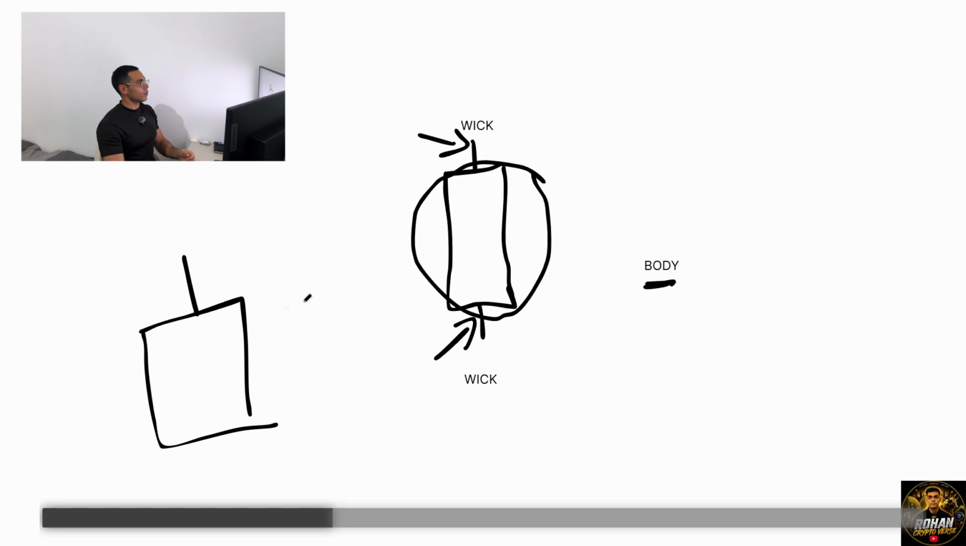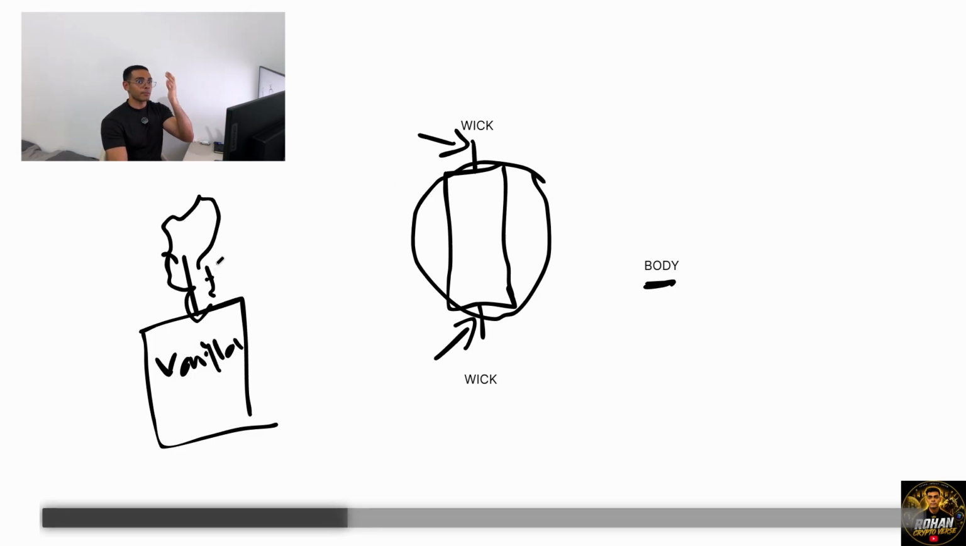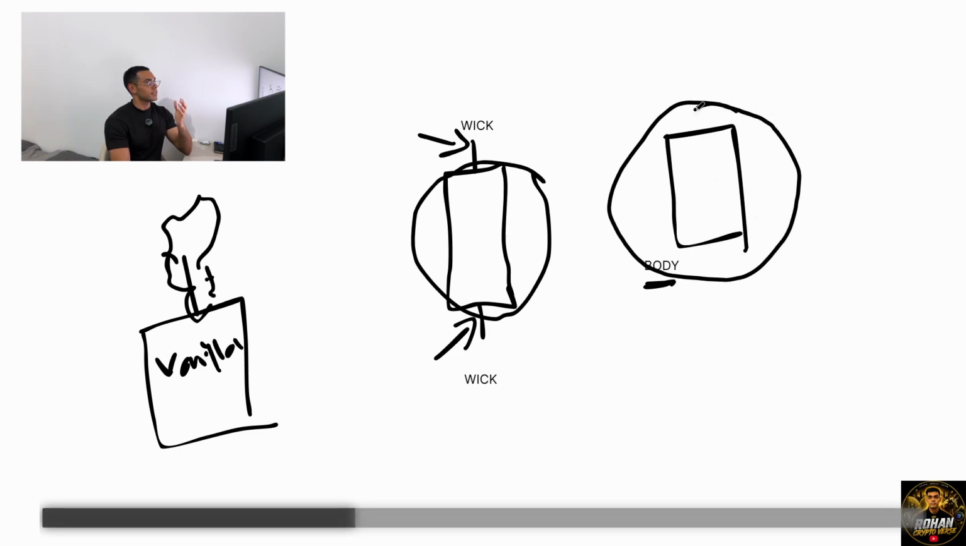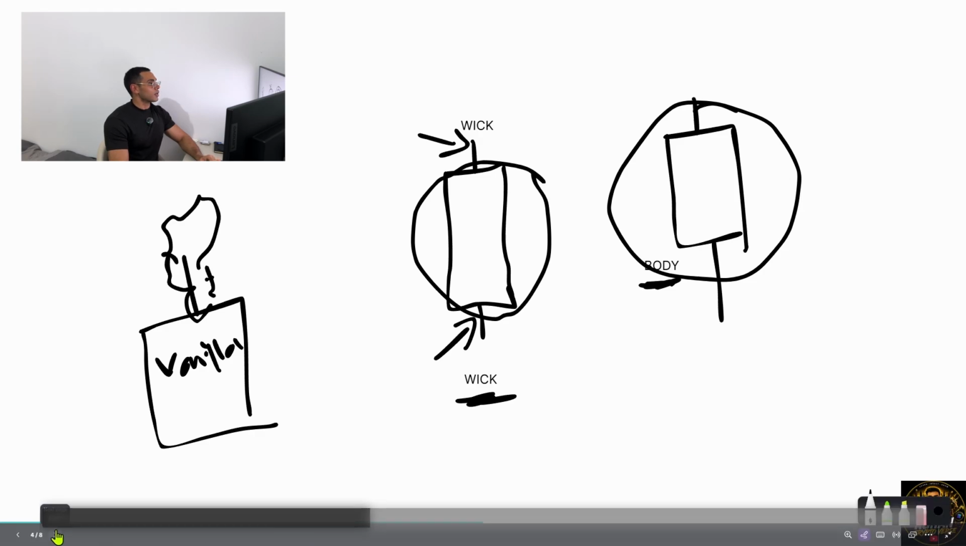Think of a normal candle, the candle you have in your house. You have a candle in your house and the top one is called the wick, and you light it and there is fire. Oh my god, so wonderful. It may be vanilla flavor. So it's the same basic idea. You have a candle. This thing represents the body of the candle, and the two lines on either side represent the wick of the candle. Now you know what body and wick is.